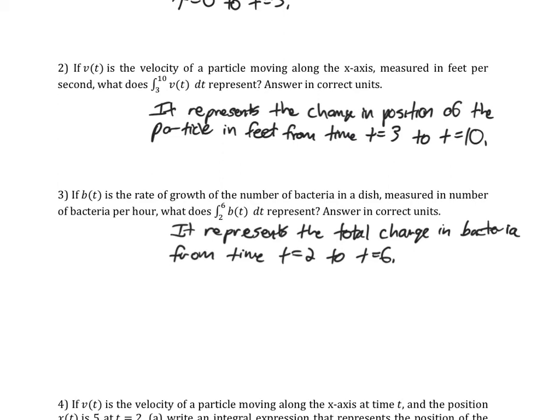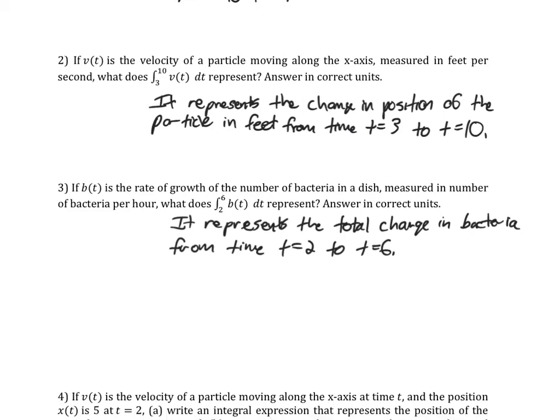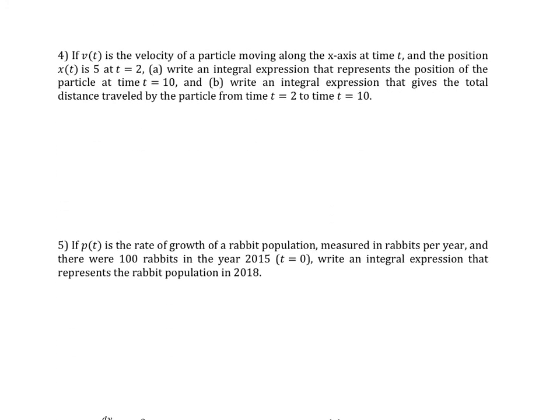It's always the change in something, okay? So let's kind of put this all together. If we go to the next page, it says, if v of t is the velocity of a particle moving along the x-axis at time t, and the position x of t is 5 at t equals 2, A, write an integral expression that represents the position of the particle at time t equals 10. We'll do B in a second.